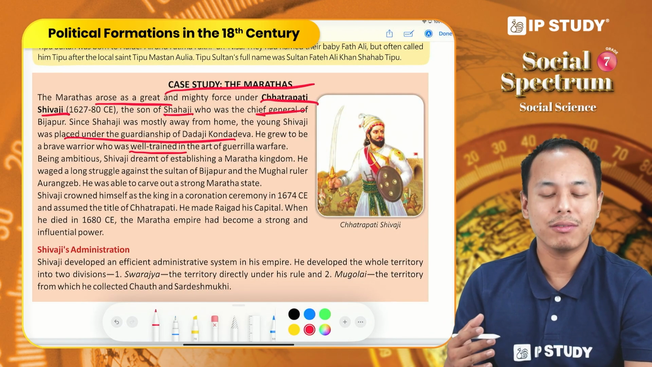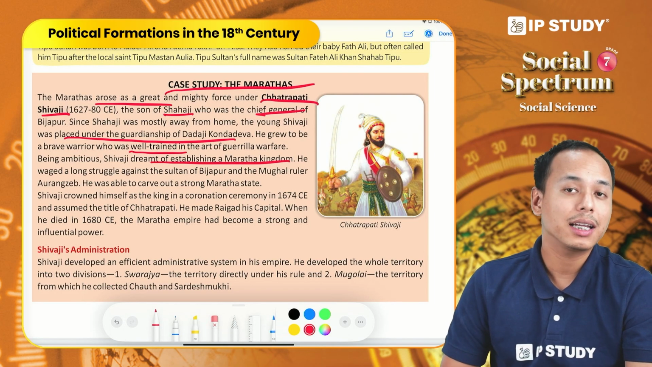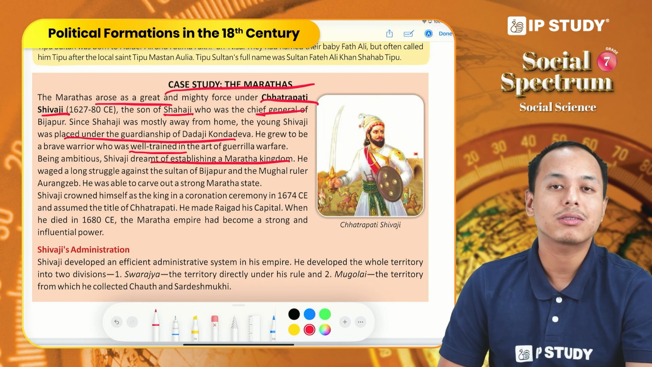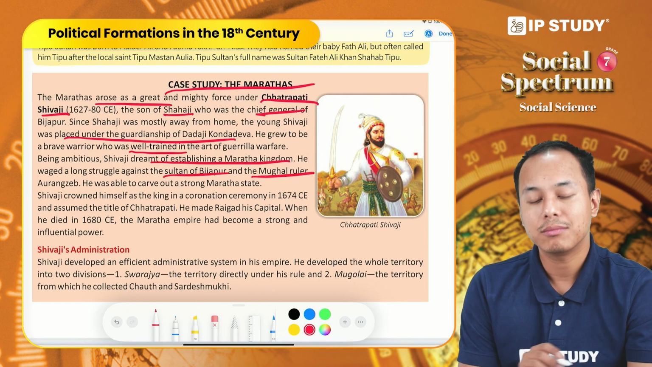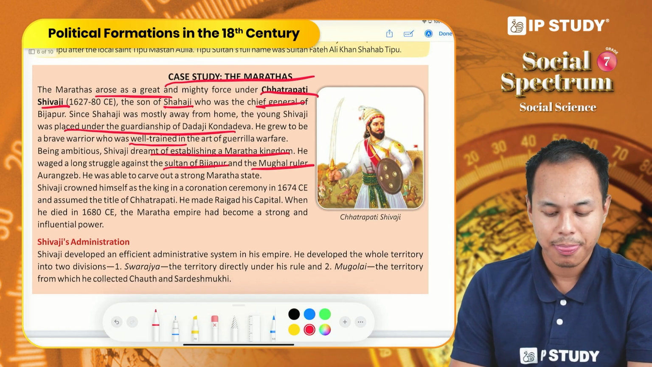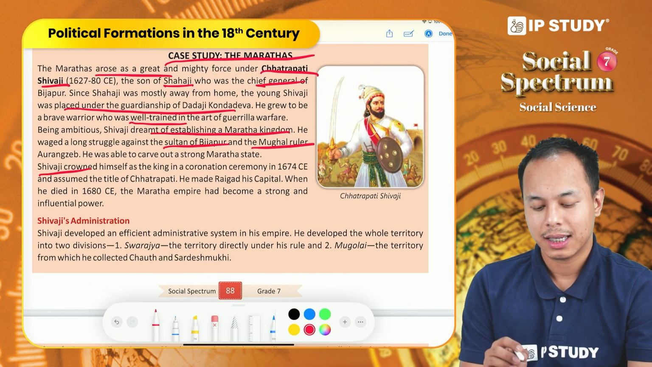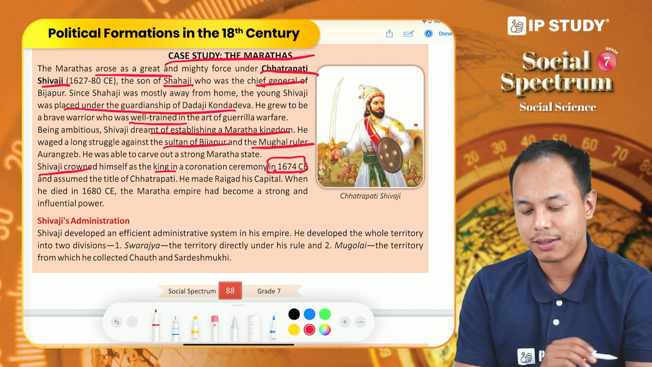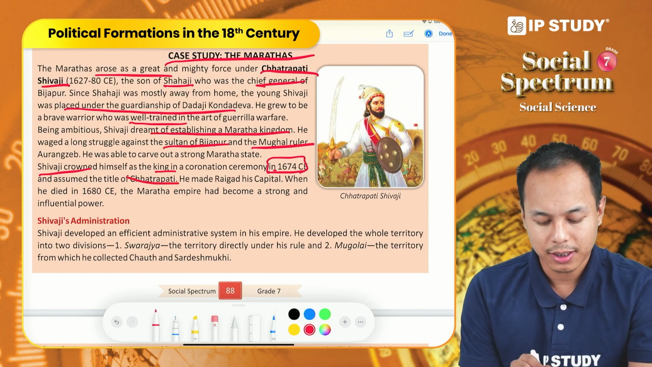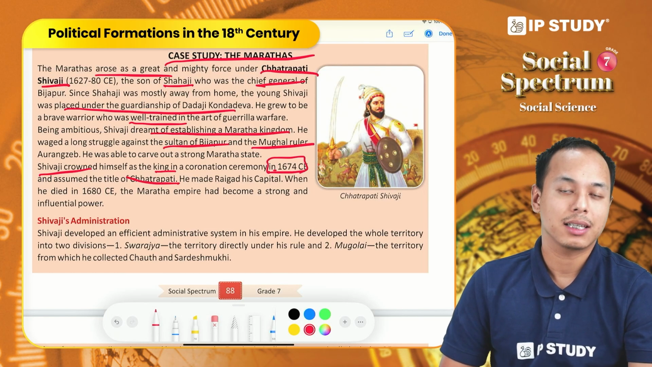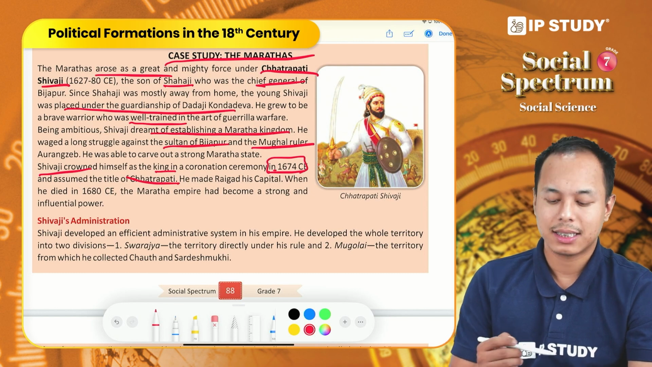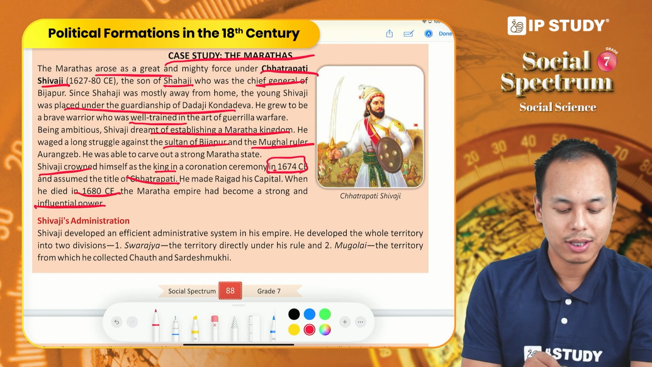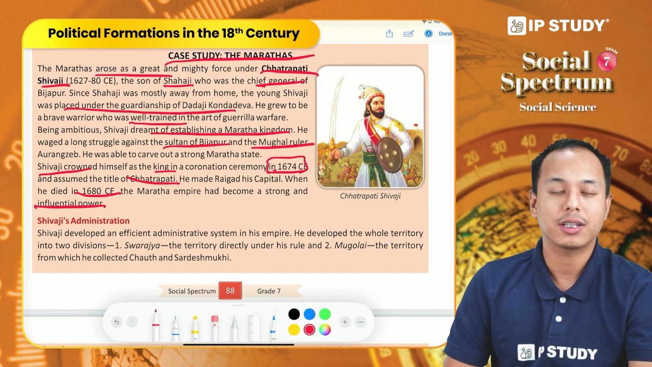Shivaji had a dream of establishing a Maratha kingdom. Thus, he fought a long struggle against the Sultan of Bijapur and the Mughal ruler Aurangzeb. And finally, Shivaji crowned himself king in a coronation ceremony in 1674 and assumed the title of Chhatrapati. He also made Raigad his capital, and when he died in 1680, the Maratha Empire had already become a very strong and influential power. So this was Chhatrapati Shivaji.